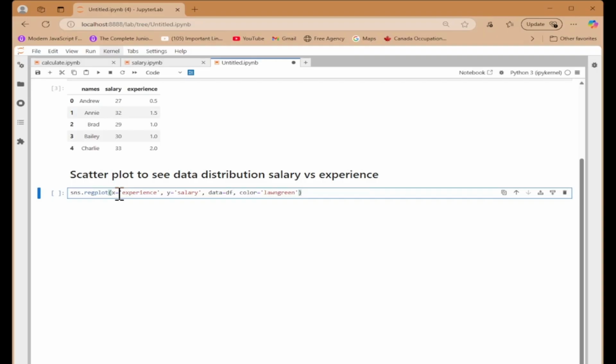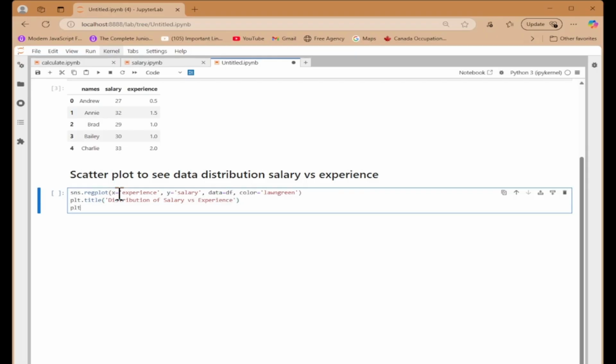Now let's do here plt.title. Let's give it the title: distribution of salary versus experience. Okay, all right, now plt.show. Okay, so we should be able to see the scatter plot. Shift enter.